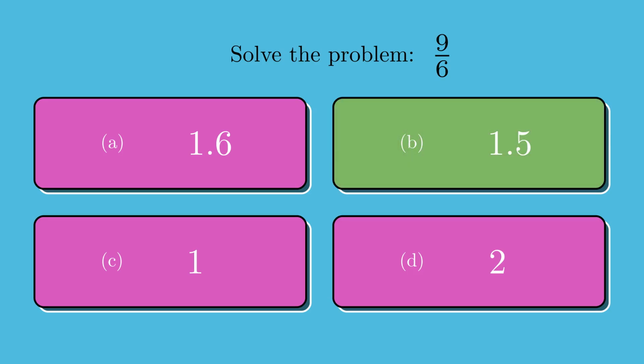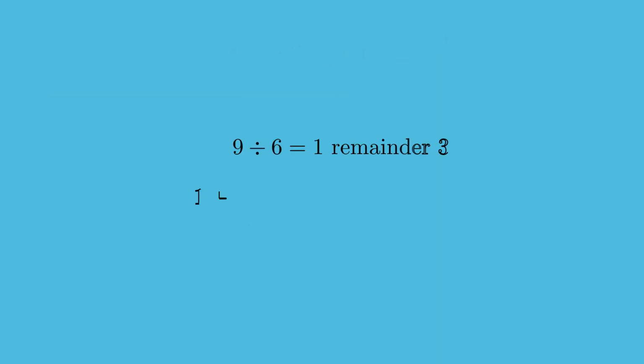Correct answer is B. To solve the division problem 9 divided by 6, we first note that there are 6 in 9 one whole time. Hence, we already have 1. To handle the remainder, we remember that there is a remainder of 3, which stands for 3 out of 6, or 3 divided by 6. To simplify this, we realize that 3 divided by 6 equals 0.5 in decimal form.